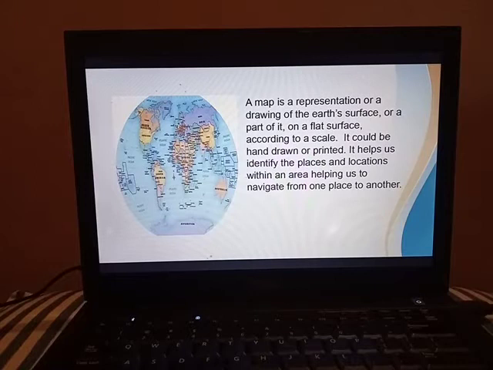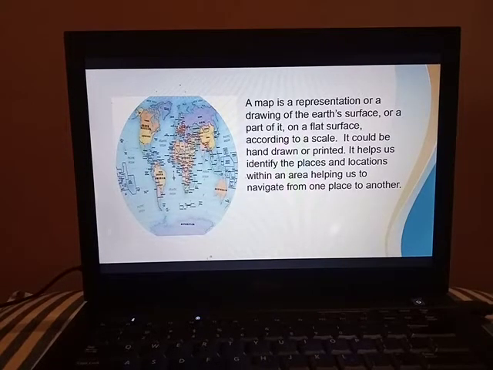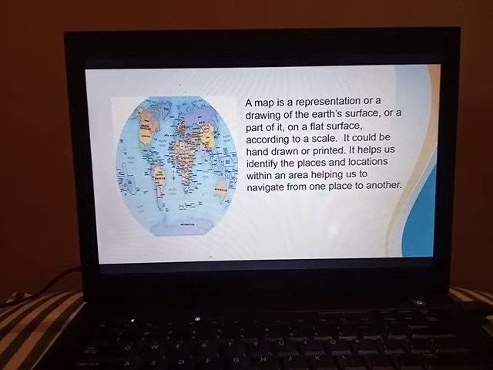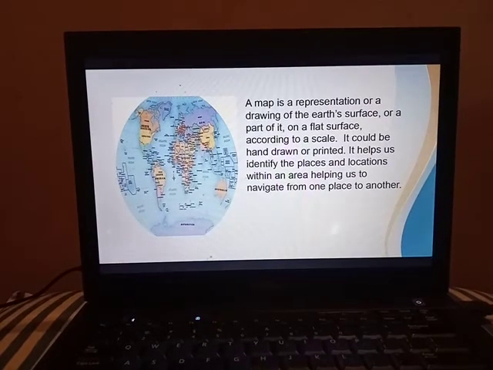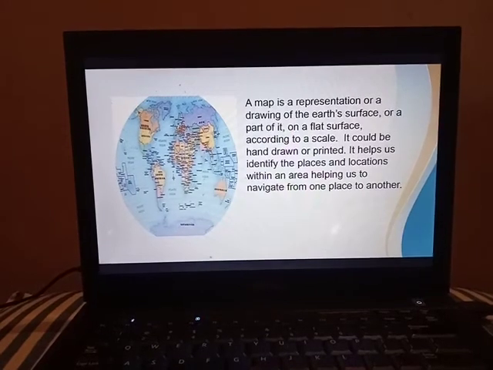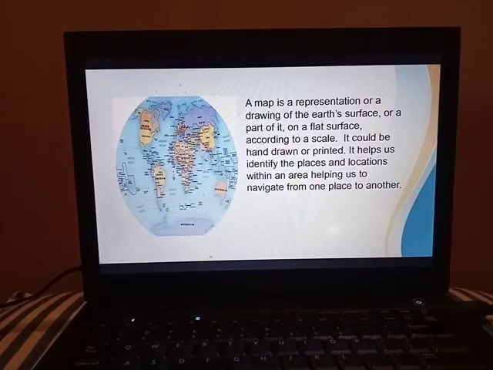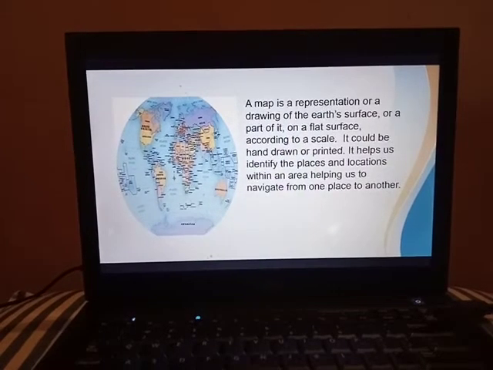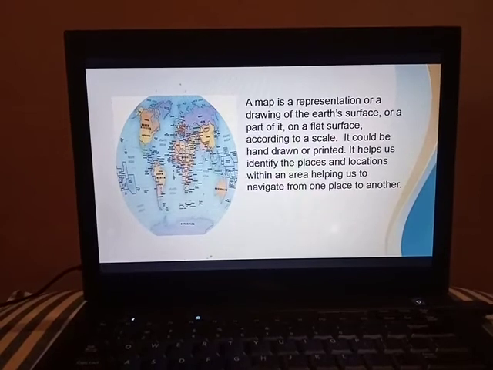Even in the previous class we had learnt about the map. A map is one of the tools which we use in studying the earth. It is a representation or drawing of the earth's surface, or a part of it, on a flat surface like a paper sheet, according to a scale. Scale is the measurement which we take in order to draw the map. It could be hand drawn or printed. It helps us identify the places of various countries, districts, states, as well as other physical features of the earth and locations within an area, which helps us to navigate from one place to another.